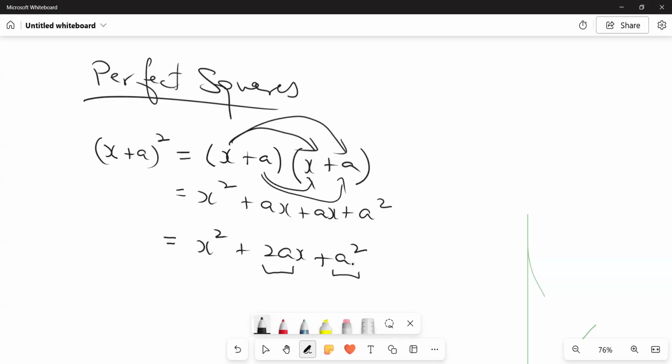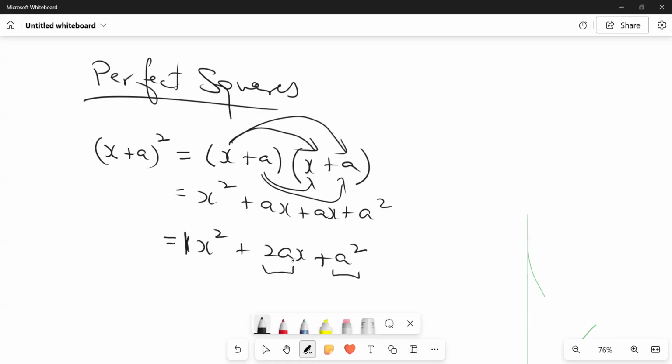So anytime you see a quadratic expression, and in this case we're talking about when the coefficient of x squared is 1. When it's not 1, it's a different scenario. There are some other properties or rules that govern that. We're talking here about a quadratic expression where the coefficient of the x squared term is 1.